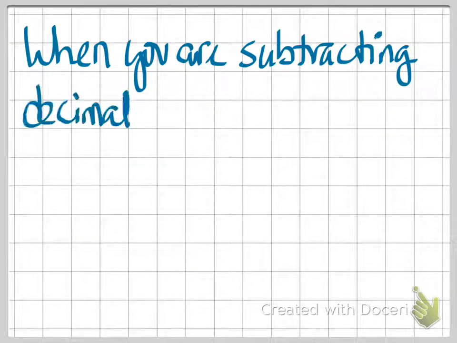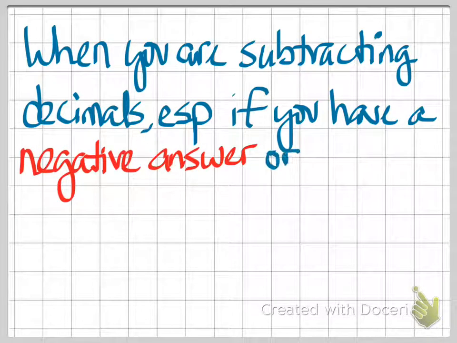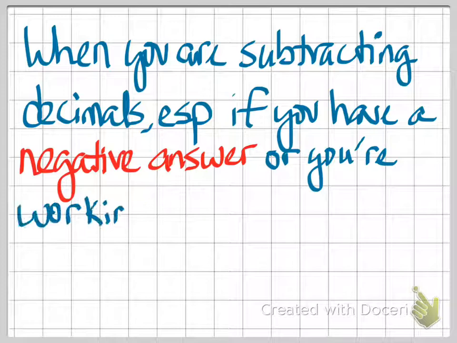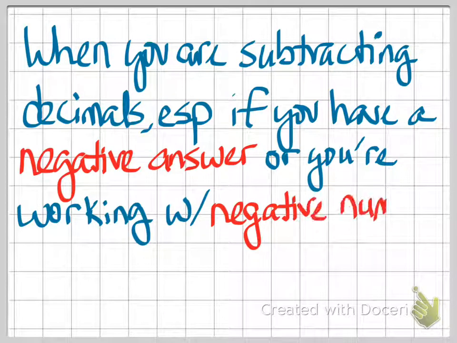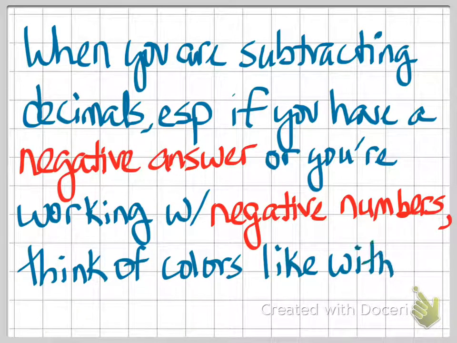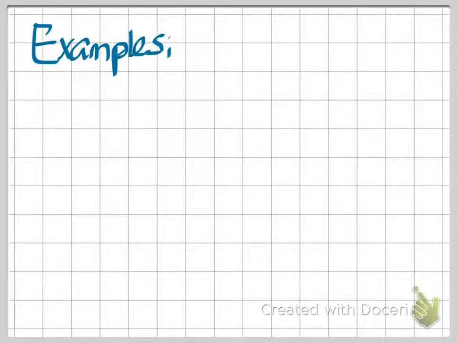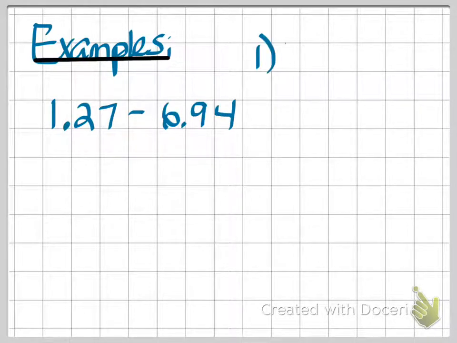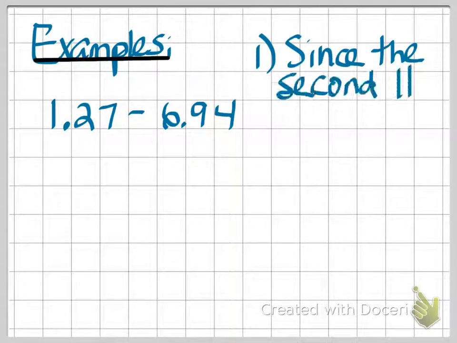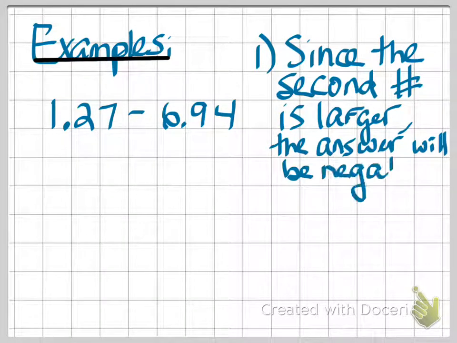When you are subtracting decimals, especially if you have a negative answer, or you're working with a negative number, think of colors like with algebra tiles, using red and yellow, or red and green, some combination thereof. Here's an example. Let's say I have 1 and 27 hundredths minus 6 and 94 hundredths. Since the second number is larger, the answer will be negative.